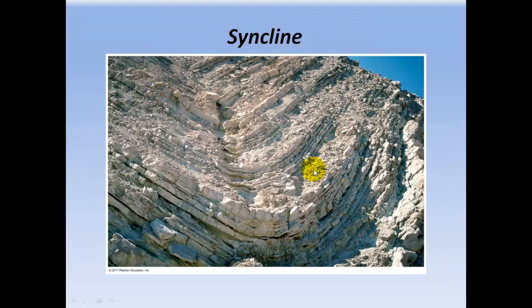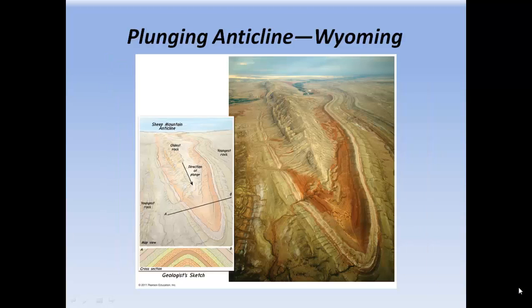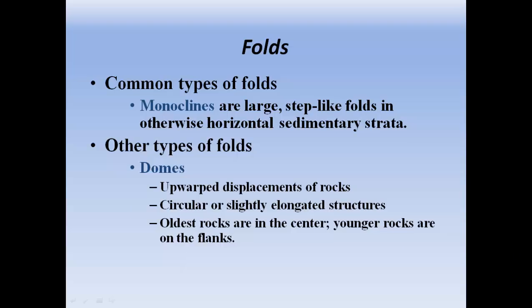Here's a syncline shown in rocks. And here's a plunging anticline in Wyoming. If the picture was larger, you'd see over here the plunging part of the syncline, and we'd have another probably anticline here. Another type of fold is a monocline. It's a large, step-like fold in an otherwise horizontal sedimentary strata.